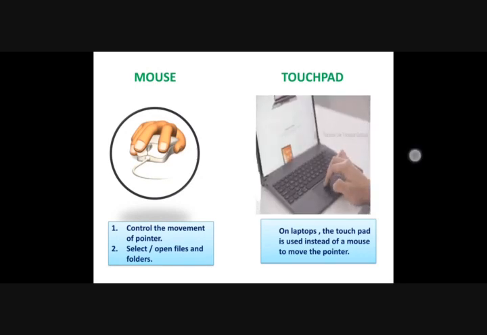Okay, now move to the next input device, that is the microphone. Now you all know it by the name of mic. Yes, in assemblies also you must have seen that on the podium the teacher or the student, whoever is hosting the assembly, speaks on the mic so that everybody can listen. So mics are also input devices, because the mic is recording our voice.